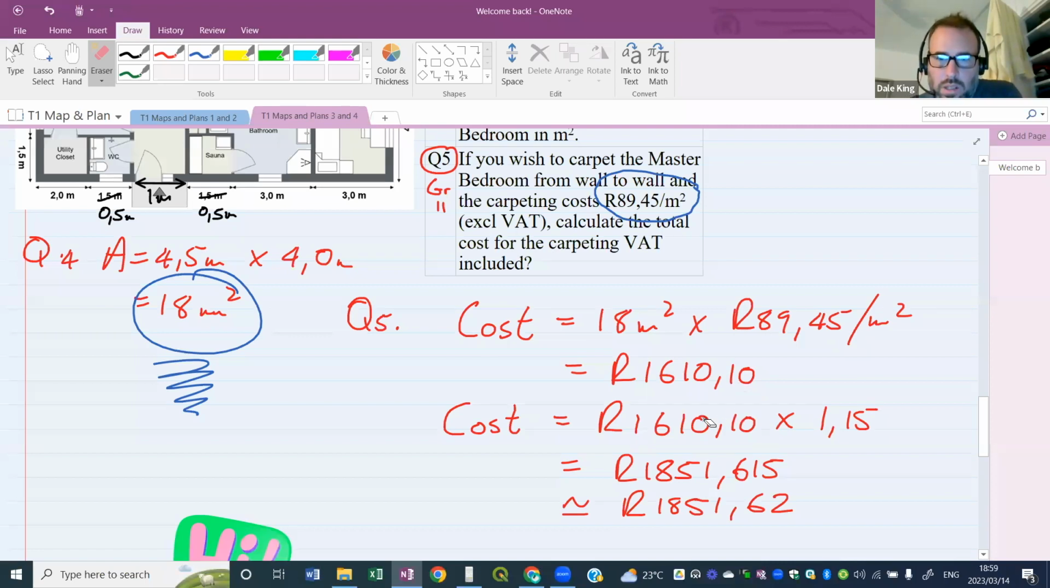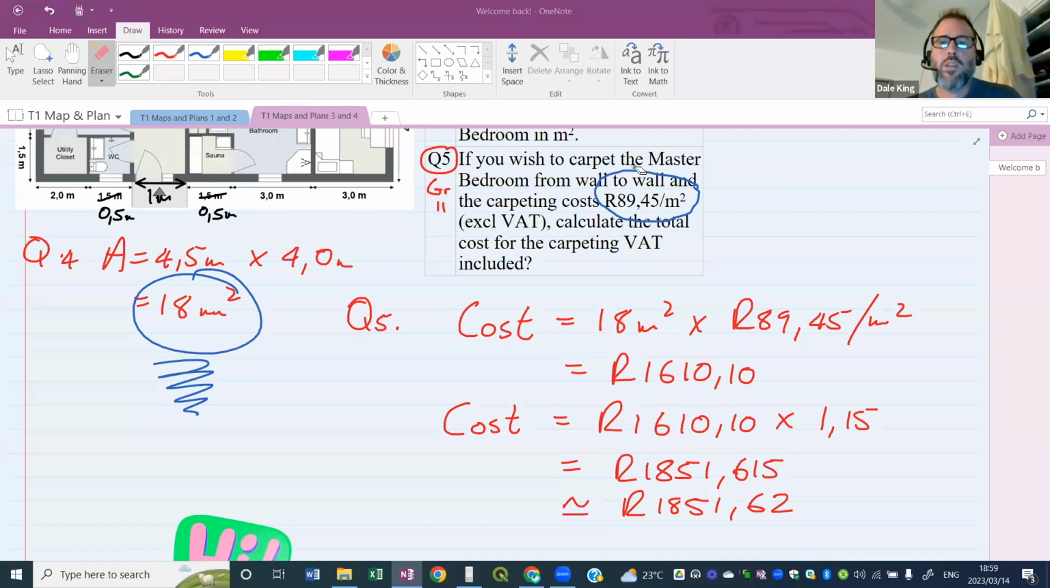We need to include VAT on this. So we need to take 1610.1 and multiply by 1.15. Remember, I showed you guys that shortcut on how to calculate VAT, and that gives you 1851.615. The 1 in the second decimal place must be changed by the 5 that's next to it to a 2. So it's 1851.62.